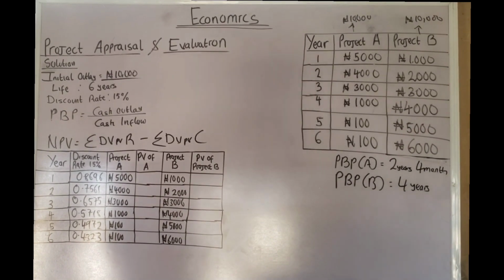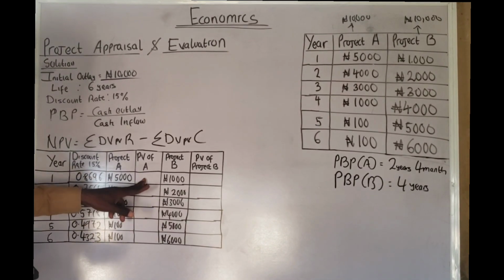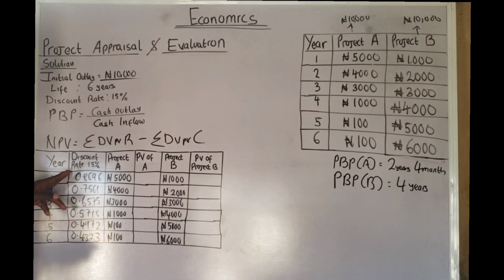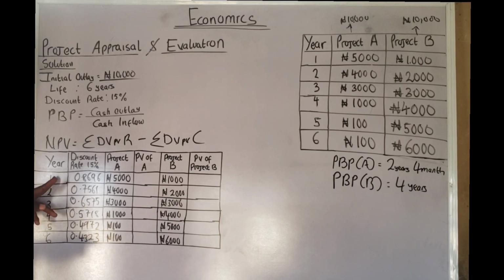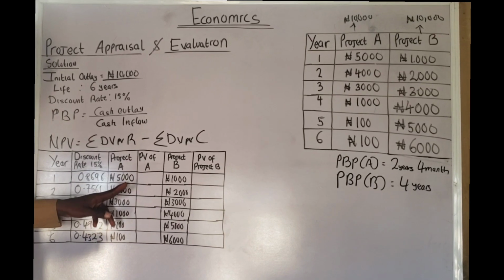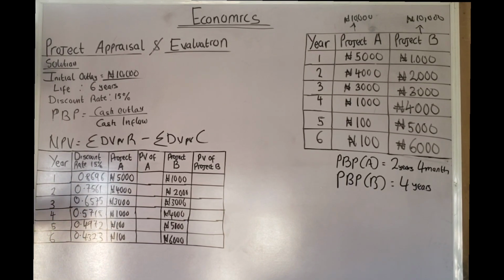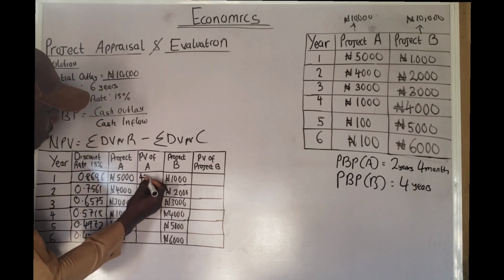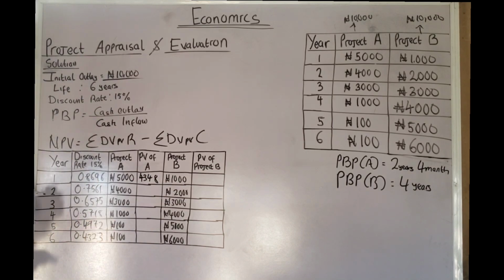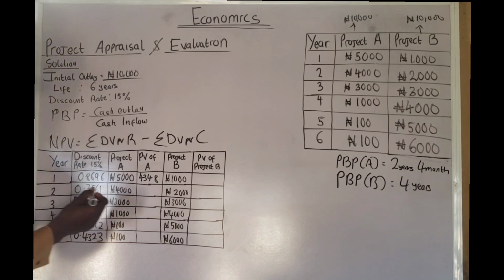If you do understand, listen to the explanation again. If I want to get the value of these cells, which is the present value for the first year, it will be the discount rate at 15% of the first year, which is this, and the income stream of the first year, which is 5,000 naira. So if you take the product of 0.8696 and 5,000 naira, you're going to get 4,348. And the second year, we are going to take the product of 0.7561 and 4,000 naira. If you take the product, you are going to have 3,024.4.